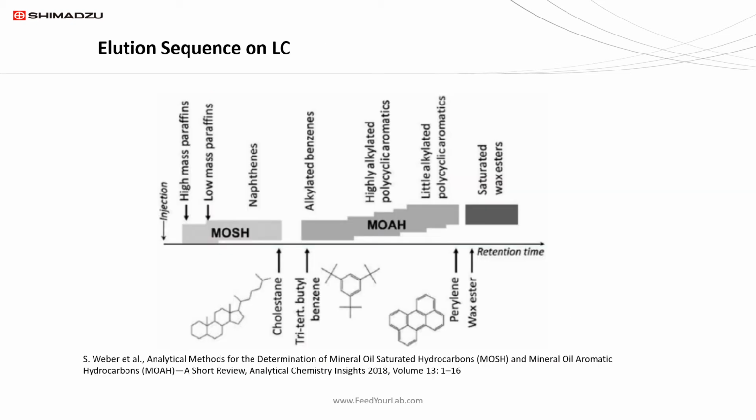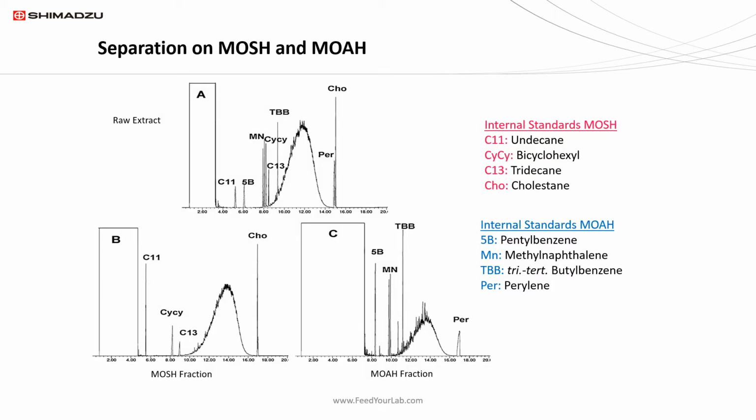The HPLC separates the MOSH and the MOAH fractions, and you can see here that the MOSH will elute first, followed by the MOAH, and then those fractions are transferred onto the dual column GC. And the dual column GC then identifies each of the different components within the MOSH and the MOAH fractions further and compares them to the internal standards.